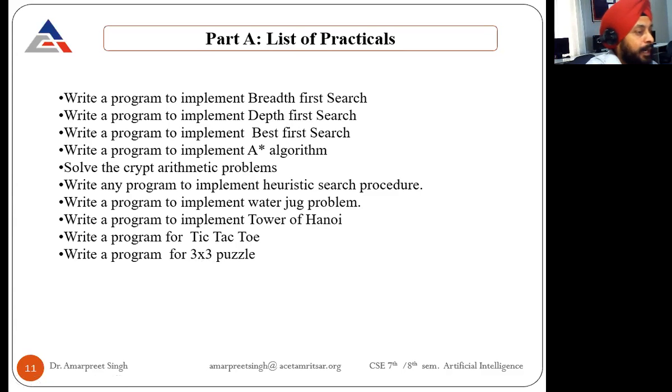So this is Part A, and a very important thing is that you can use any language to make the programs. There is no restriction from my side. You can implement all these programs in any language, but mostly nowadays Python is used, and you all have done Python in the fourth semester, so it will be very easy for you to implement these programs in Python.